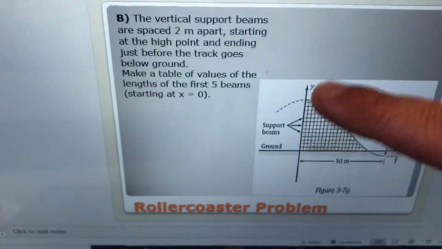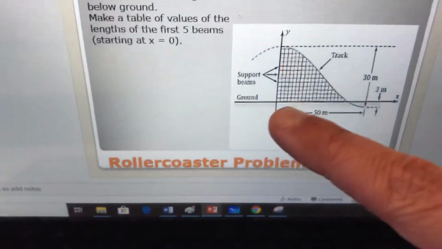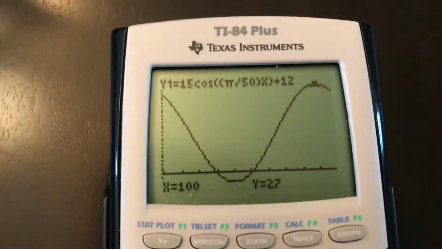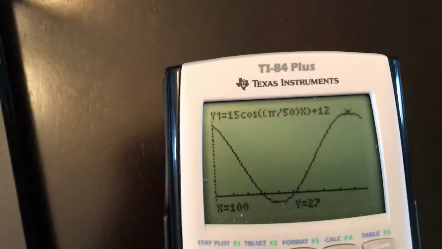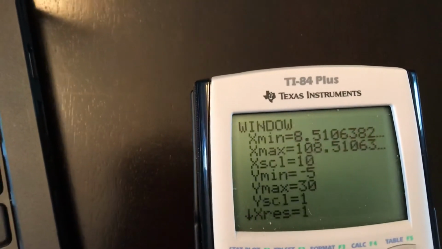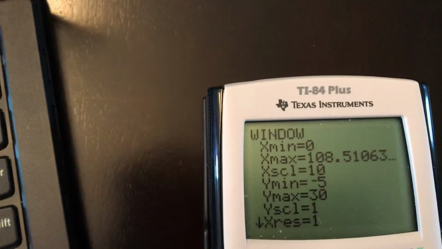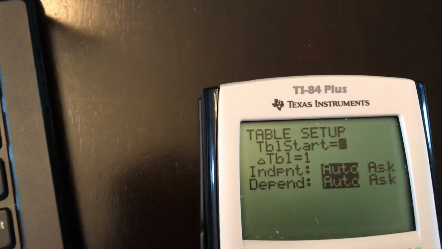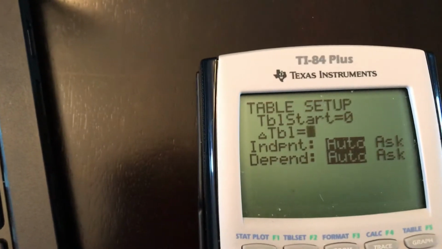So anyway, we're trying to figure out the height of each of these vertical bars. We just need the y-coordinate at 0 and 2 and 4 and so on. You could substitute 0 and 2 and 4 and 6 and 8 and so on into the function. This is also a nice option to do with the table. Start your table off with an x value of 0, and we want it every 2 feet.